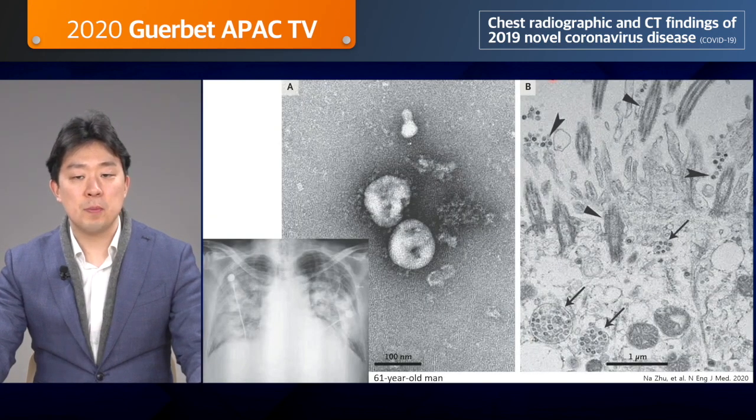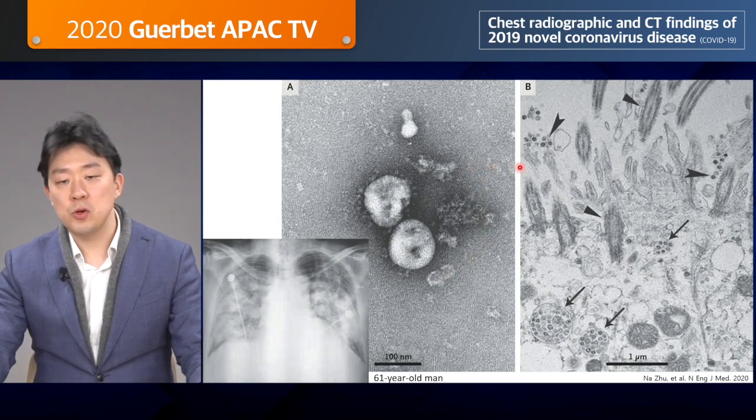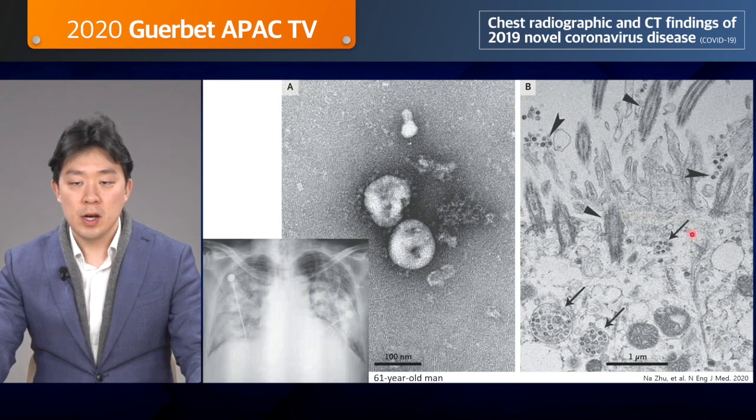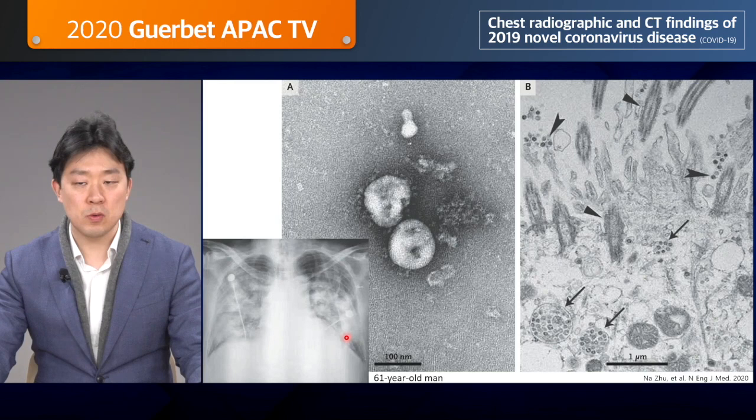This is the first report of COVID-19 in the NEJM. On the left is an electron microscope image of the coronavirus. If you look at the pictures on the right, you can see that the coronaviruses are placed between the respiratory cilia, forming either extracellular or intracellular inclusion bodies. And this is the chest radiograph of the husband of the couple who was first discovered. Unfortunately, he passed away.